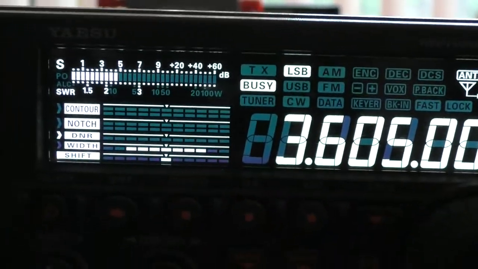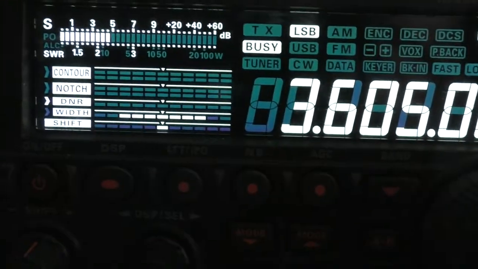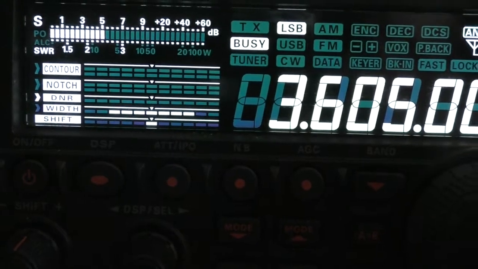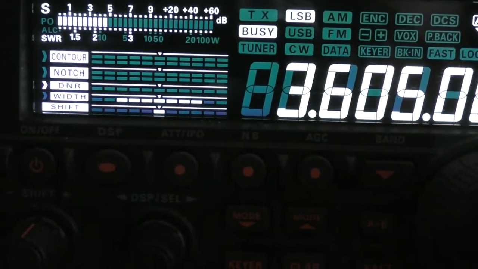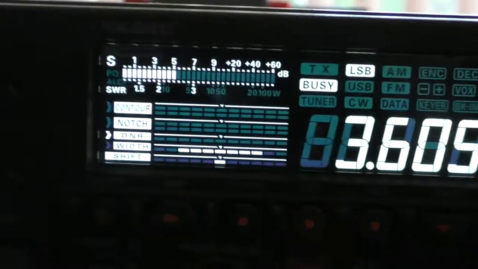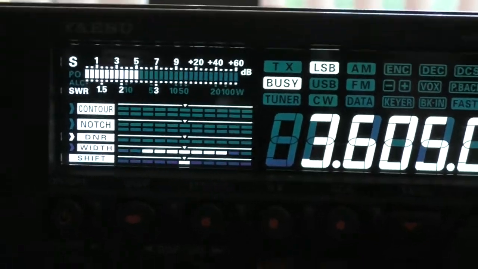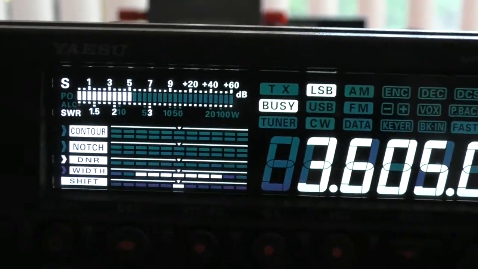Right, so that's bypassed. Adjust the signal level. There we go. Put it in circuit. Yeah, that makes no difference. That's really weird. I can't see any difference there.